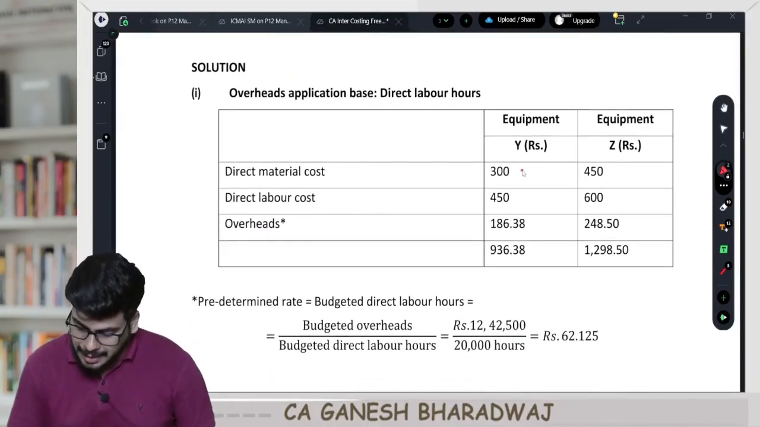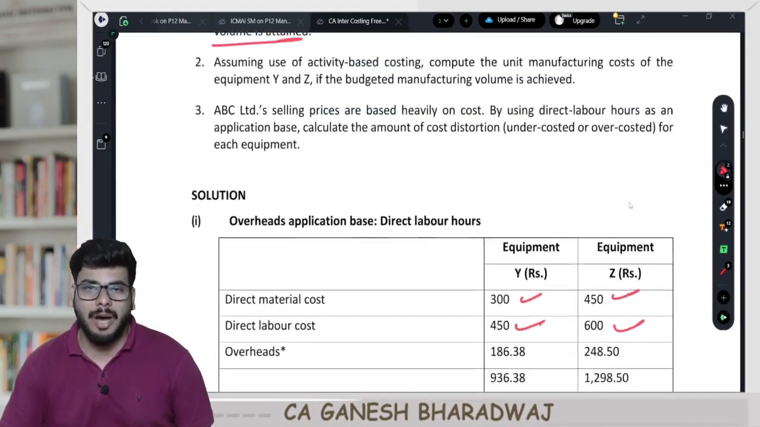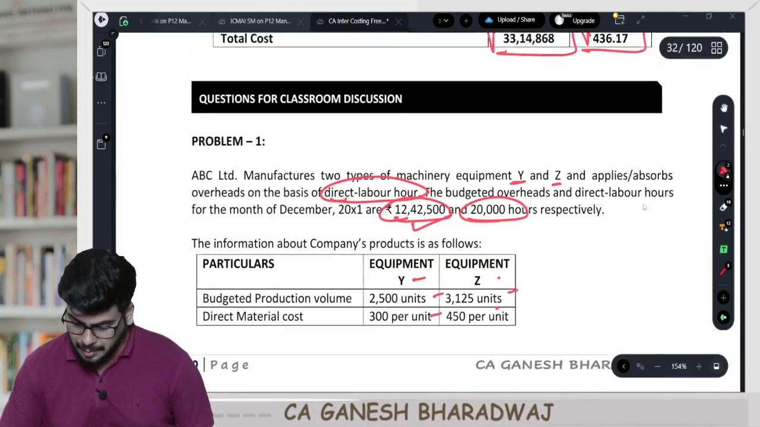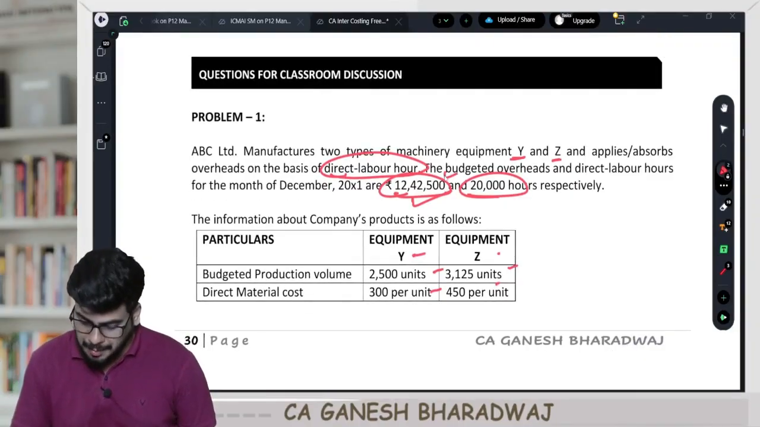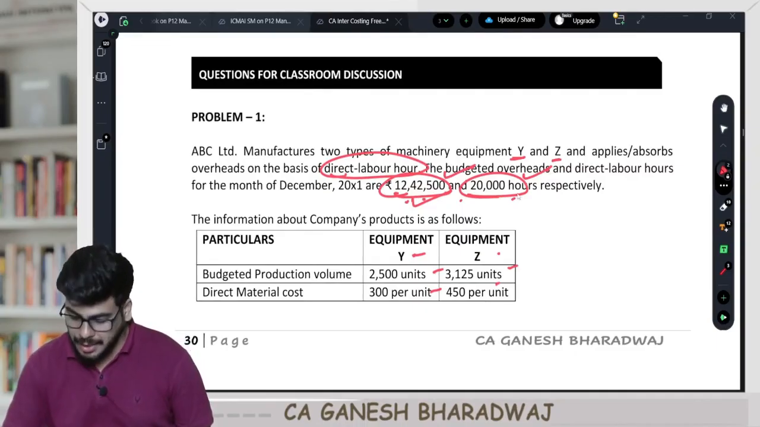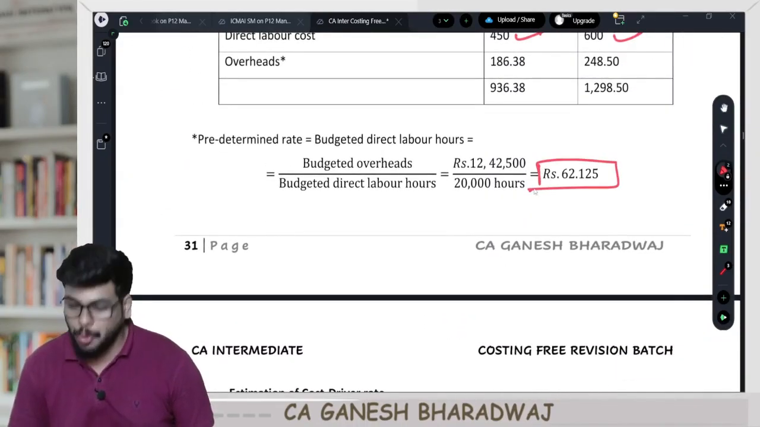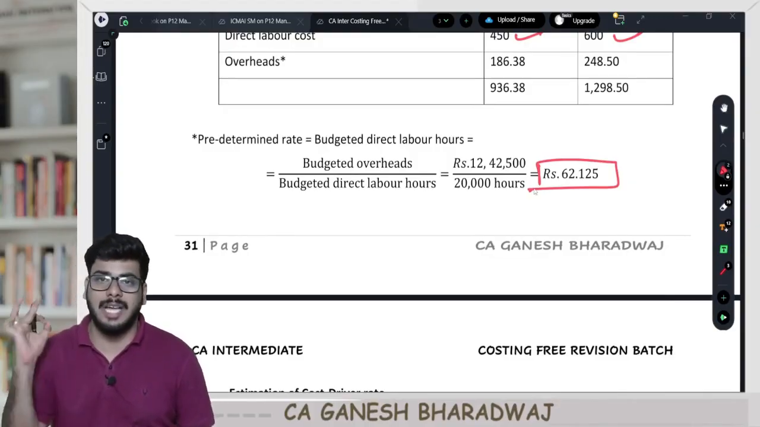We know that the direct material cost is given, direct labor cost is given. Now, how do you arrive at the overhead rate? Very simple. So, in the traditional system, it's going to be budgeted overheads divided by budgeted hours. 12,42,500 divided by 20,000 hours. So, how much is that going to be? That is going to be 62.125 rupees per hour. This is the absorption rate.